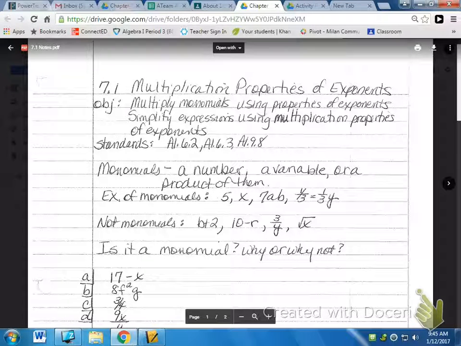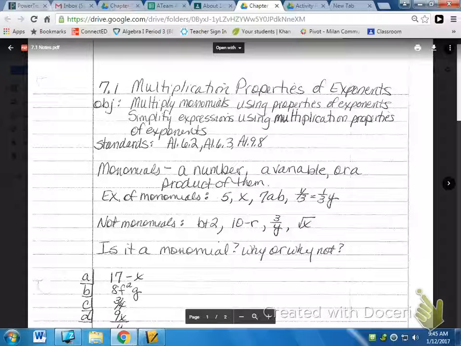Lesson 7-1, multiplication properties of exponents. Our objective with this lesson is to multiply monomials using properties of exponents and also simplify expressions using the multiplication properties of exponents. The standards that we're covering are Algebra 1, 6-2, 6-3, and also 9-8.